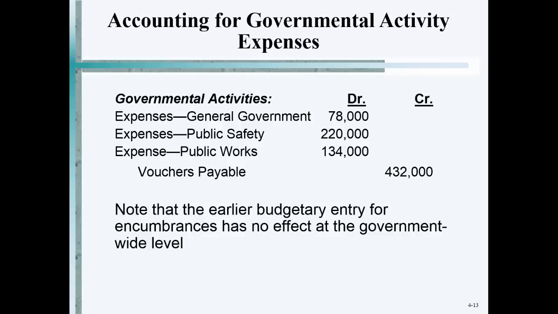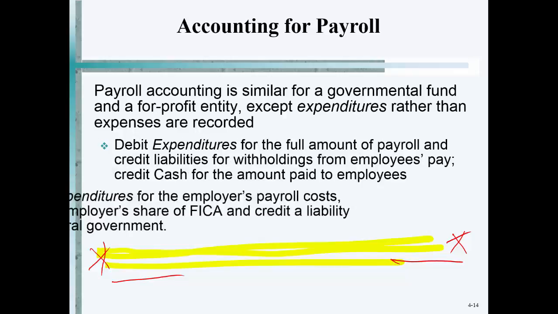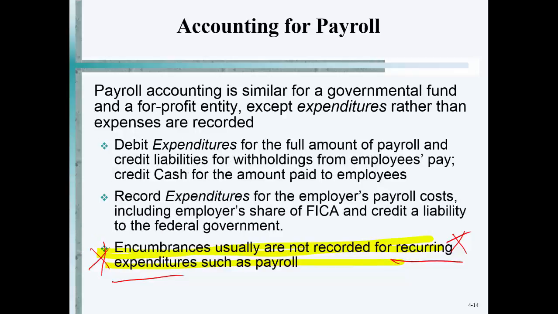Government-wide level, we do what? Show it by program. Okay? All right. Come over, accounting for payroll. I do not care that you know how to account for FICA and federal tax payable and all that. We're not going to get into payroll accounting here. I do want you to know this highlighted starred thing here, which is telling us that we do not use encumbrances for recurring expenditures such as salaries. It is not necessary. What happens? Governments don't accidentally hire a bunch of people and then all of a sudden have to pay them, right?